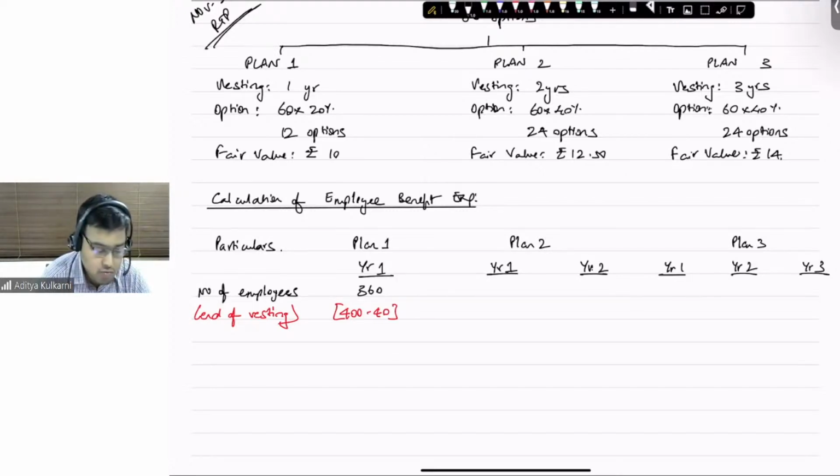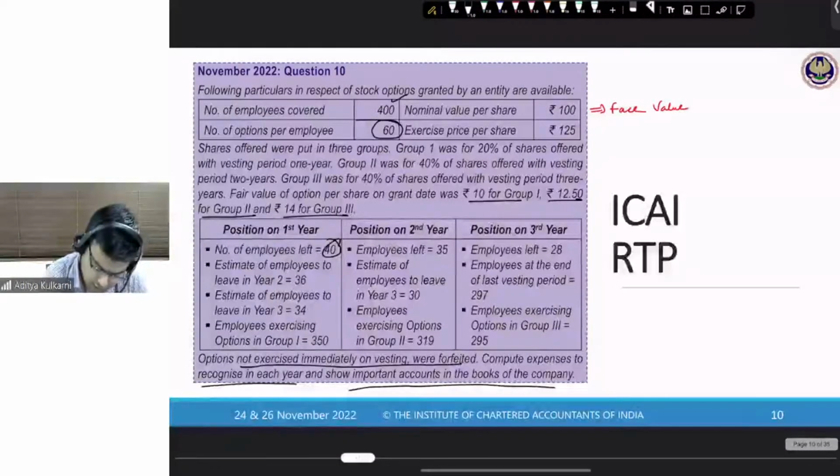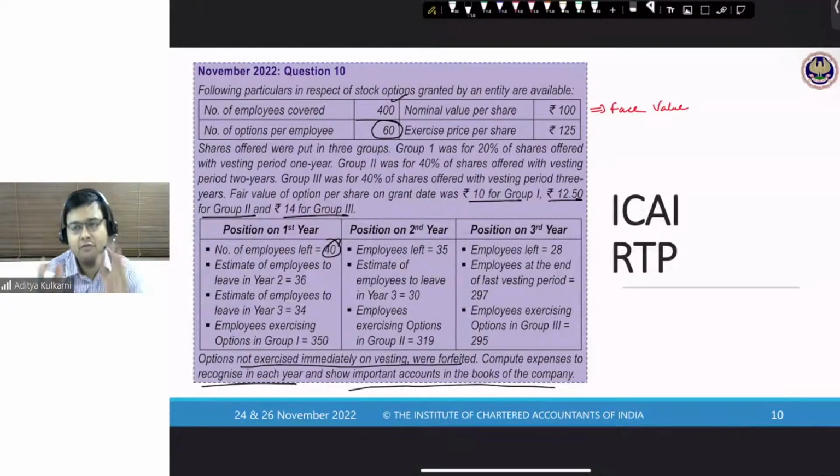For plan 2, at the end of year 1, now this is vesting over a 2-year period. Okay. So therefore, I had 400 in the beginning. Out of 400, 40 left at the end of year 1. So that is 400 minus 40. Minus how many are expected to leave in year 2? That is 36.